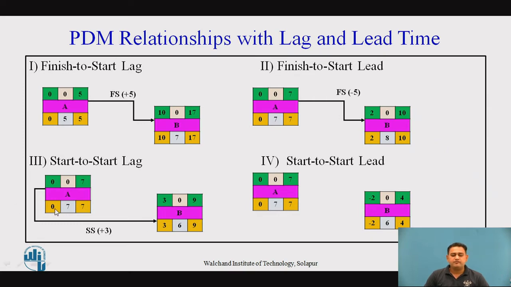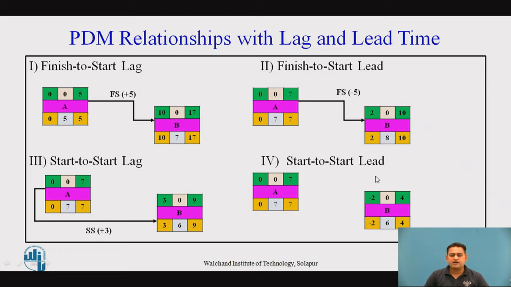So in this way, we can go for the calculation of the forward time as well as backward time of the activities A and B with the relationship of start to start with the lag of 3 days. Now, here the EST of A is 0 and EFT of A is 7. There is no succeeding relationship, so it is carried as it is as the LFT of activity A. So this is the overall explanation regarding the forward time as well as backward time of the activities A and B with the start to start lag time.